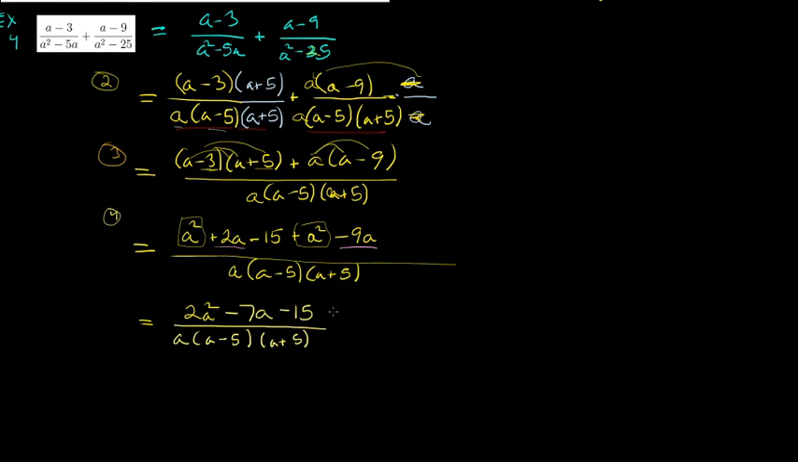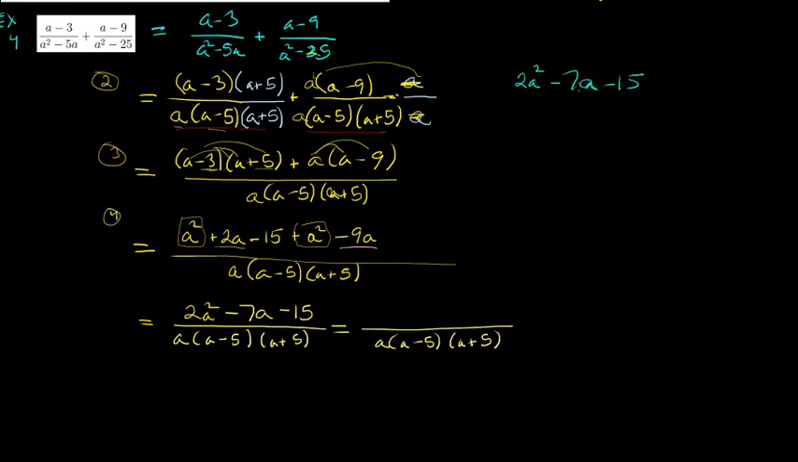However, the numerator is not factored. So let's see if we can factor the numerator. I'm just going to copy the denominator down first here. Right, so how do you factor 2a squared minus 7a minus 15? That's not easy. So let's do that way up here. 2a squared minus 7a minus 15.